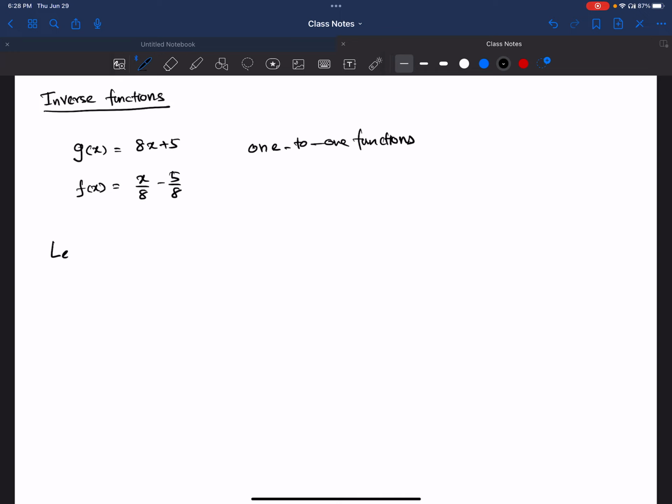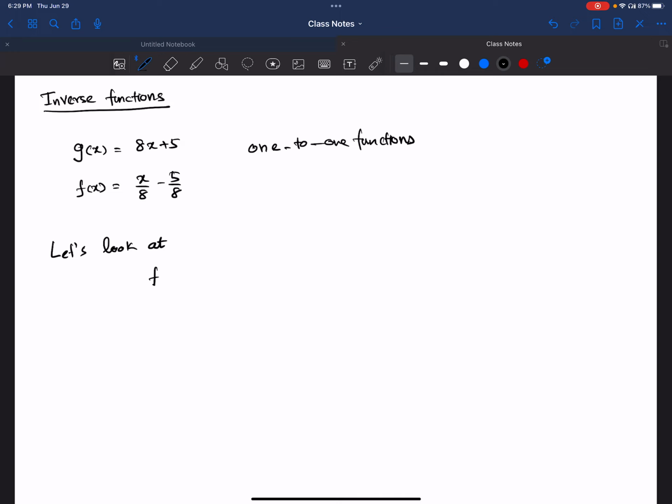Now let's look at the composite functions. If you don't remember what a one-to-one function is, and also what a composite function is, please go ahead and look at the previous videos about functions, one-to-one functions, as well as composite functions.